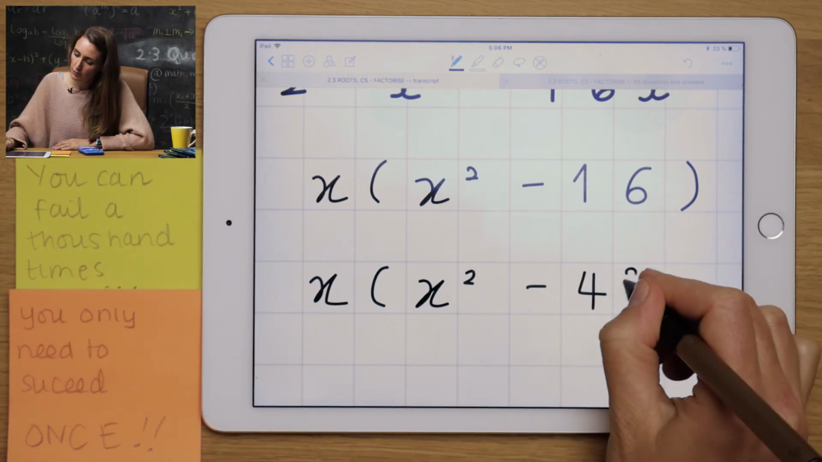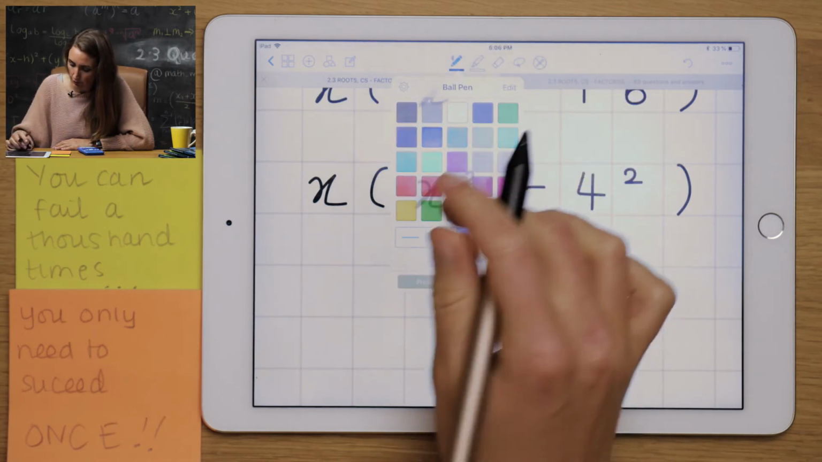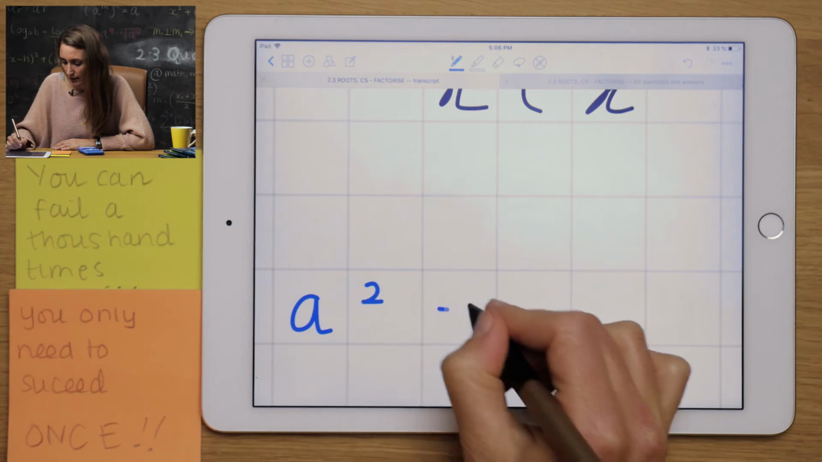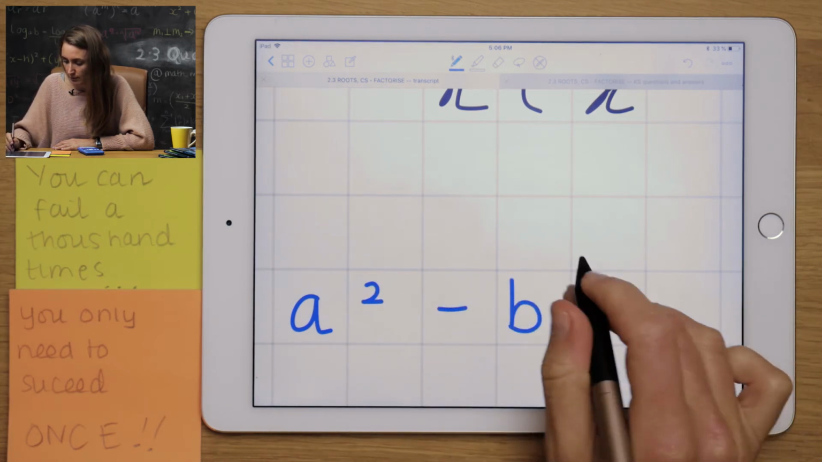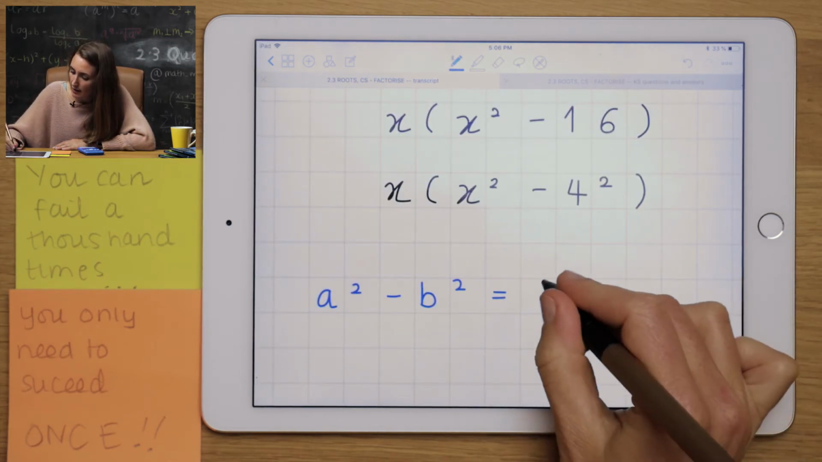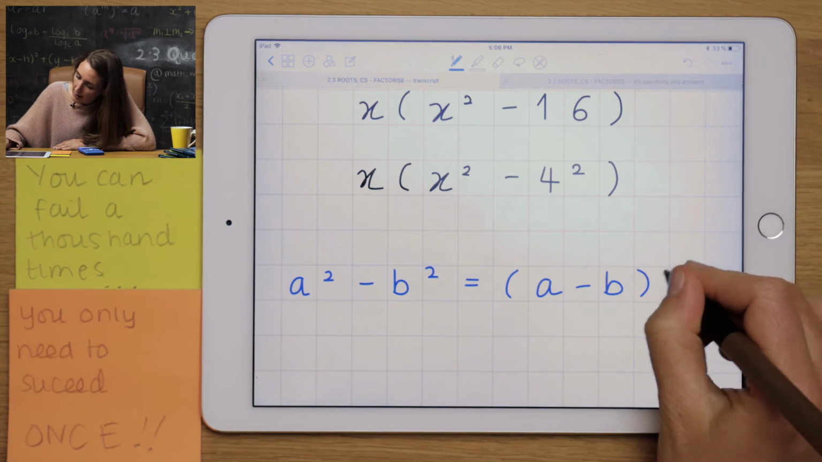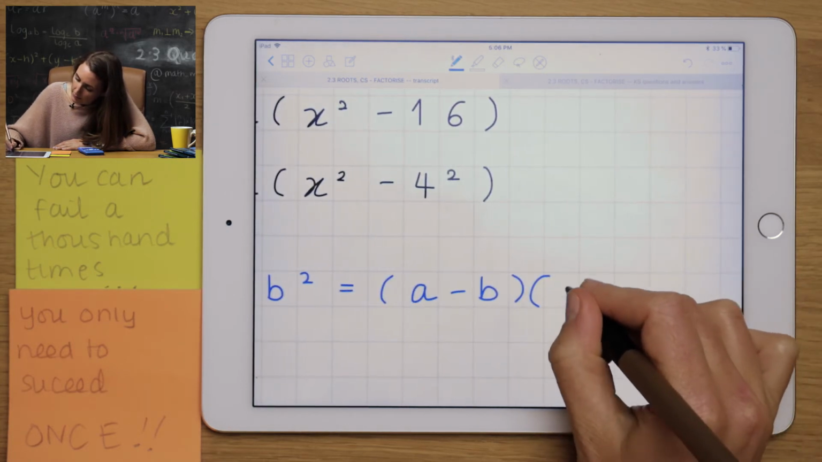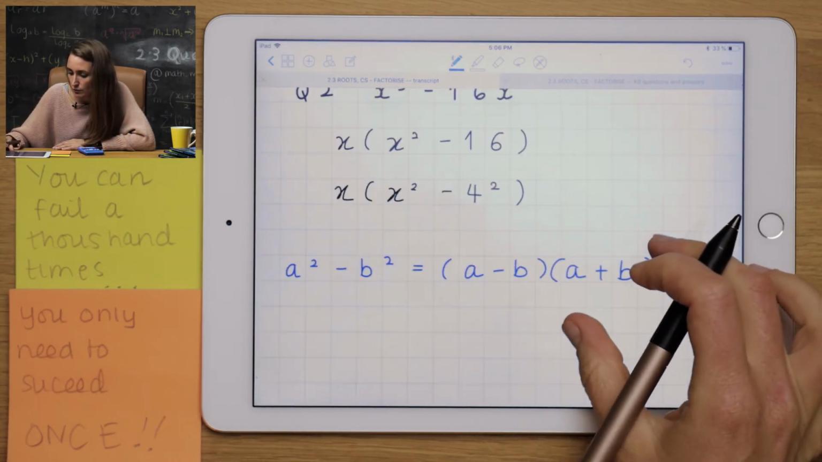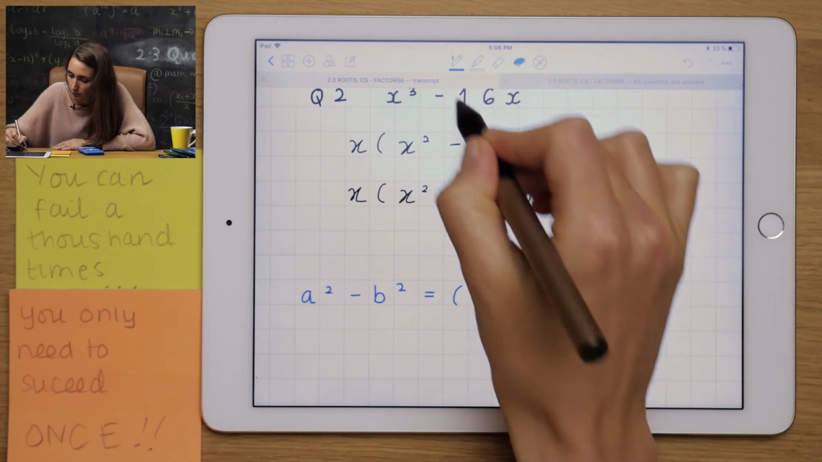16 is 4 squared. You may not be aware of this rule, but there's a rule that says if you have a number squared minus another number squared, so a squared minus b squared, you can factorize it like this: a minus b, a plus b. So that's always a rule. You want to keep that in your mind, and we're going to follow that rule.